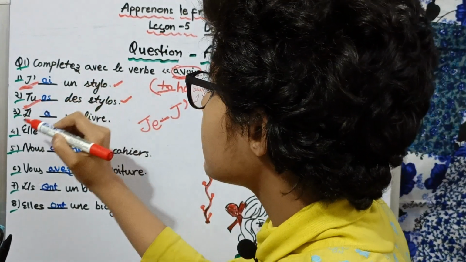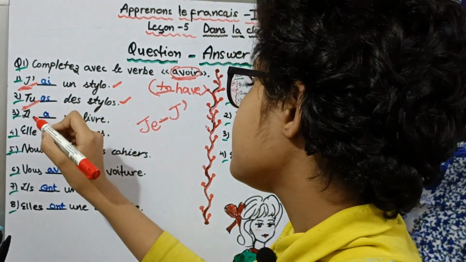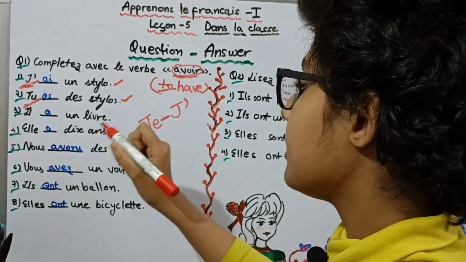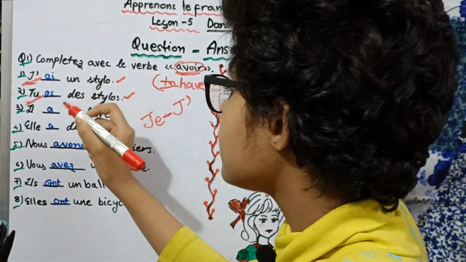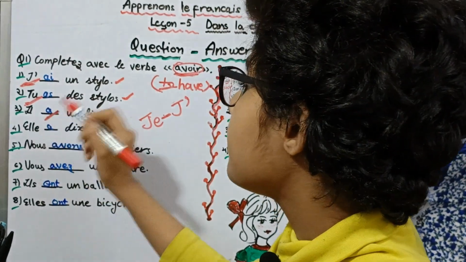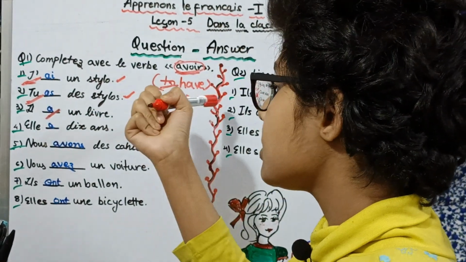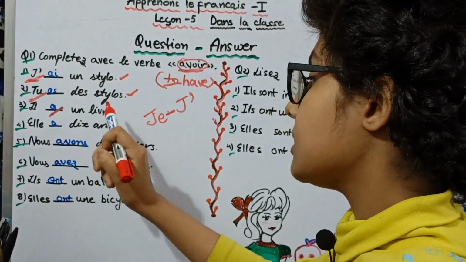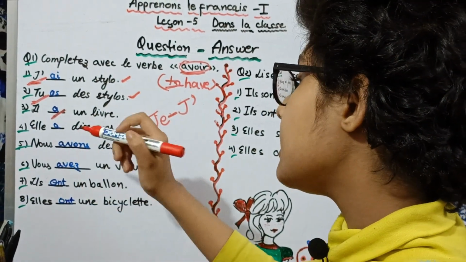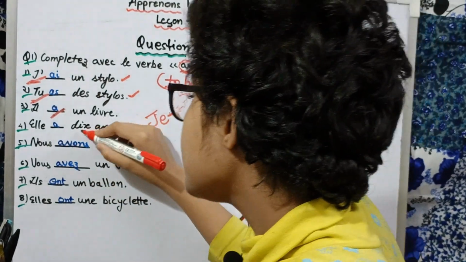So now let us go on to the third sentence, that is il dash a livre, he dash a book. So what does he have? He has a book. So here have is coming, therefore a will become, which is the conjugation of avoir for il. The fourth sentence is that elle a 10 ans, she is dash, she is 10 years old.